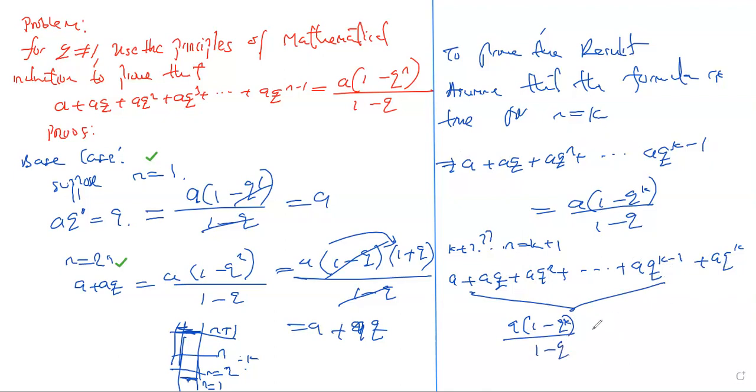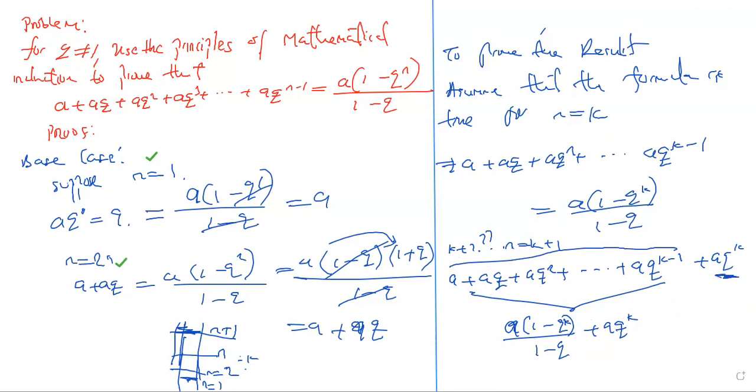Then we add aq to the k. That is what we know. We know that the sum of this part alone is equal to a multiplied by 1 minus q to the k, divided by 1 minus q, plus... Now this last part that we are adding is what we brought up here.